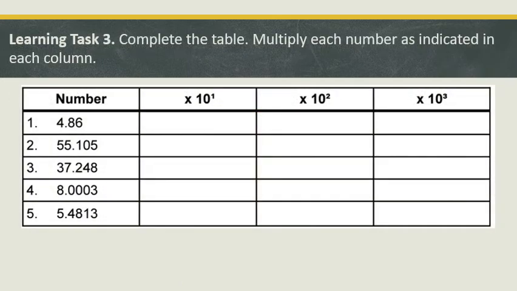Okay, learning task 3. So, we will complete the table. Multiply each number as indicated in each column. So, ito madali lang kasi exponent siya. So, ibig sabihin dito, mag-move tayo ng 1. Mag-move tayo ng 2. Mag-move tayo ng 3 sa kanan. Kasi hindi siya negative. So, sa kanan tayo mag-move. So, sulat lang natin yan.